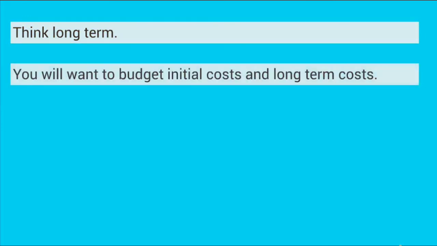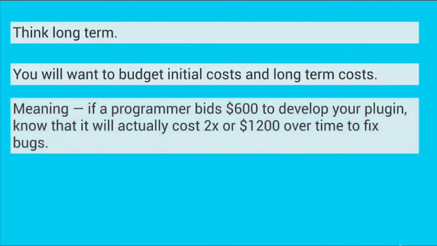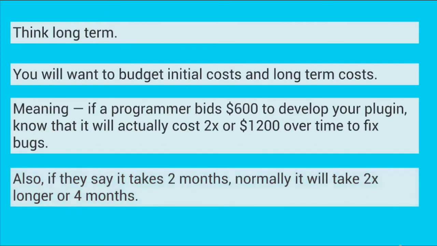You will want to budget the initial costs and the long-term costs. Now, what do I mean by that? This is what usually happens. If a programmer bids, let's say, $600 to develop your plugin, know that in reality it actually costs 2 times that. So normally it would cost $1,200 over time to fix bugs. Yes, it might be $600 for the initial, but there are going to be bugs and it's going to take time. Also, if they say, oh, it's going to take 2 months, normally, yes, it might take 2 months for them, but there are bugs and they're going to have to work with you to make it work.